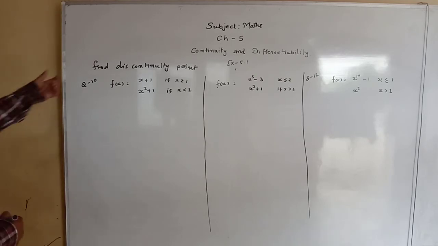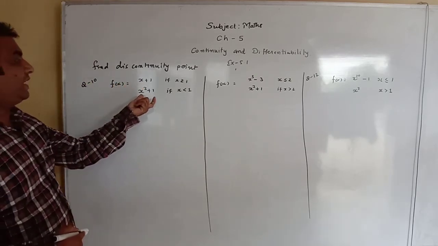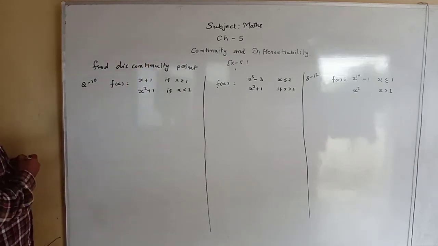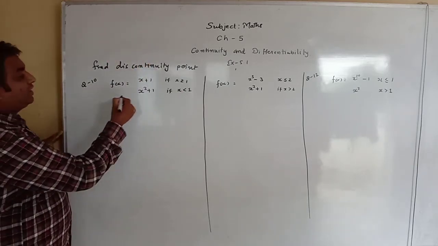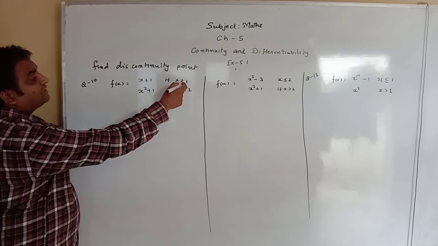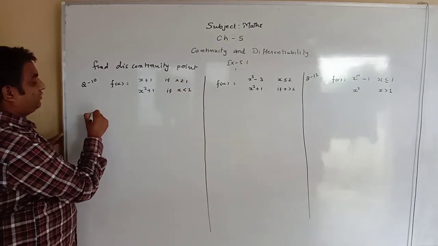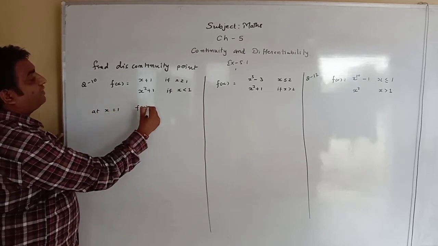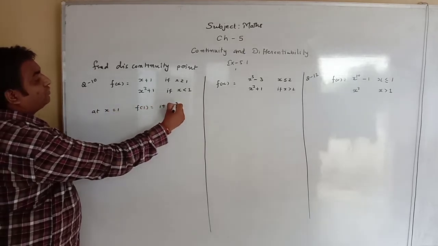So question 10, we have f(x) = x + 1 if x is greater than or equal to 1, and x square + 1 if x is less than 1. We have discussed discontinuity points. So here the function is changing at x = 1, so we check at x = 1. f(1) = 1 + 1 = 2.